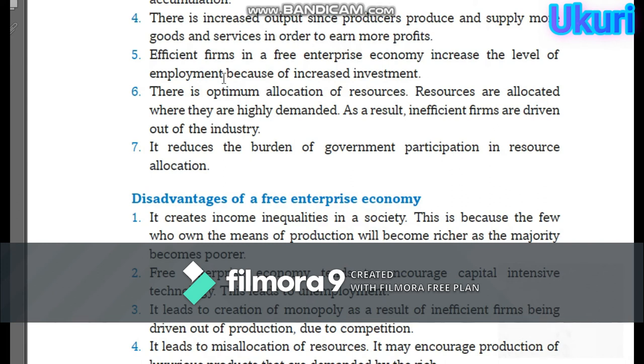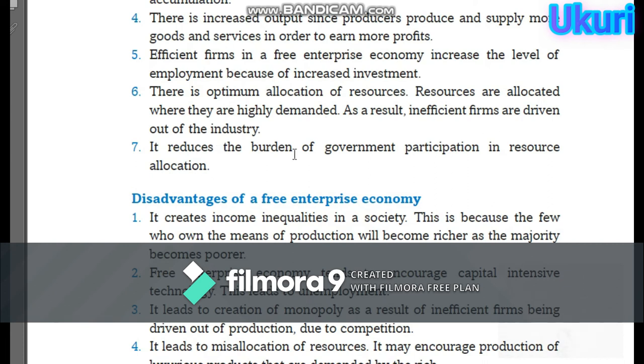There are efficient farms in a free enterprise economy, increasing the level of employment because of increased investment. Bitewe ni shoramari yabaye nyinshi bituma habaho efficient farms, farms cyangwa se business igakora neza. Six, there is optimum allocation of resources. Yes, resources are allocated where they are highly demanded. As a result, inefficient farms are driven out of the industry.